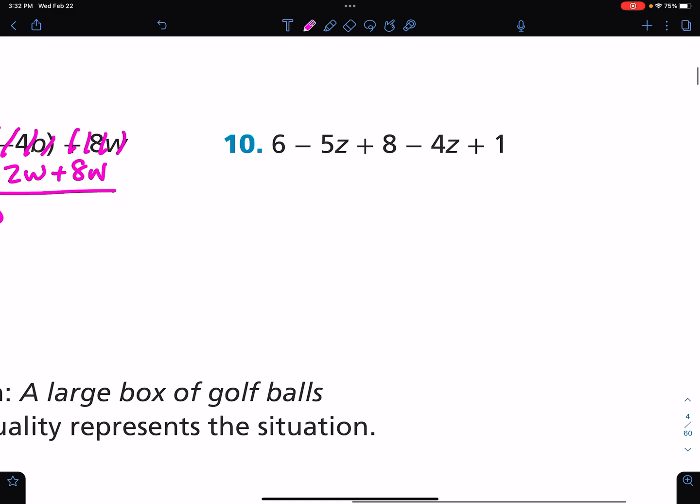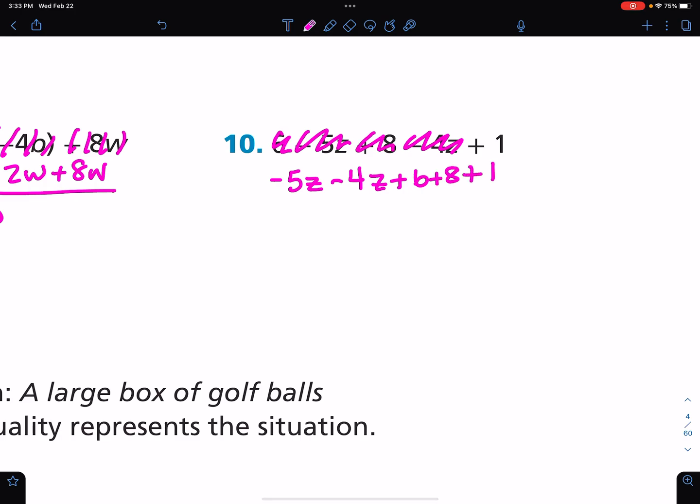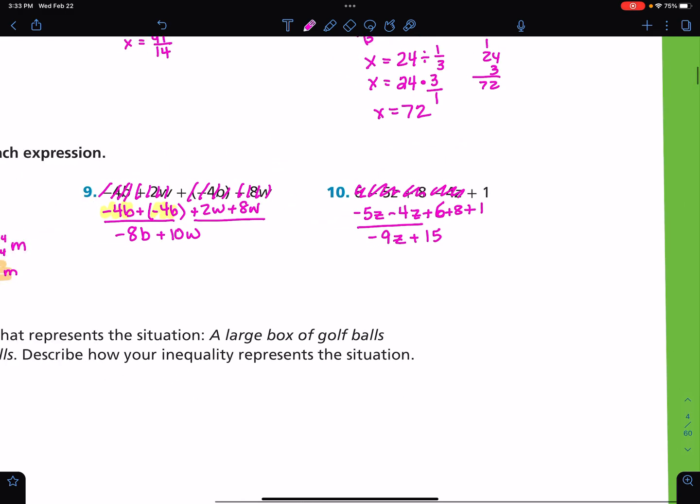Okay, number 10, I've got to move things again. I'm going to move the variables to the front: negative 5z, negative 4z, plus 6, plus 8, plus 1. Hopefully you can read my 6. Negative 5z and negative 4z means I have a total of 9 negative z's. And then 6 plus 8 is 14, plus 1 more is 15. Those are the answers to number 10.